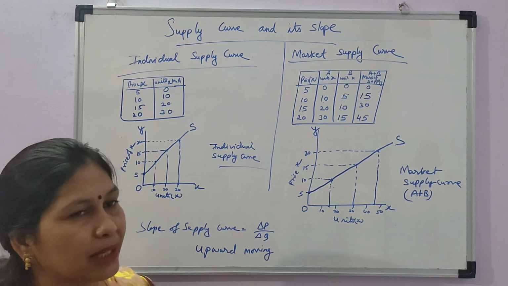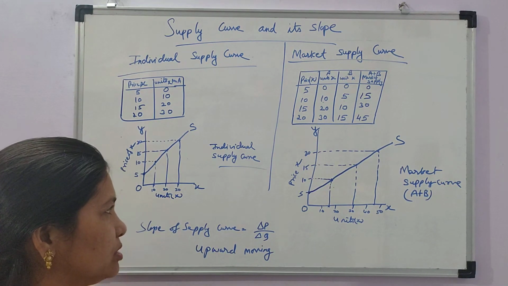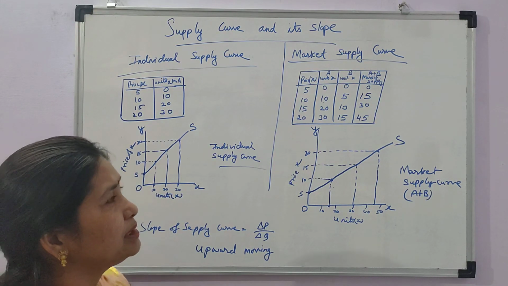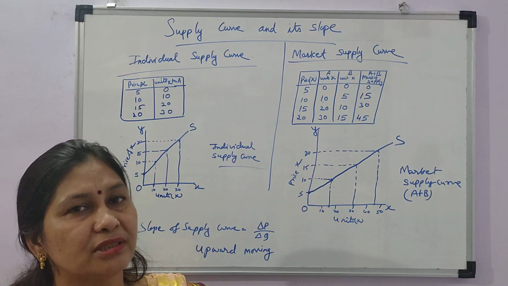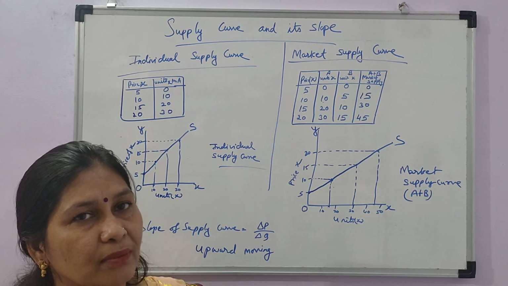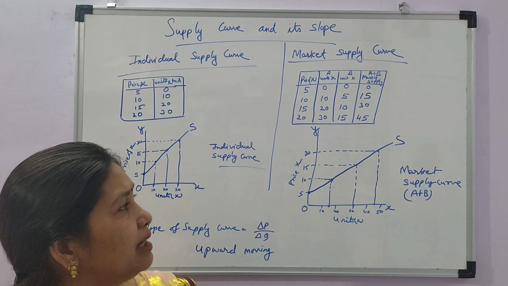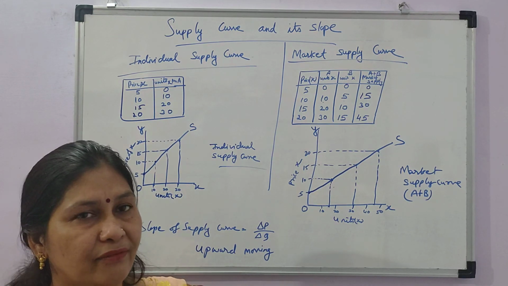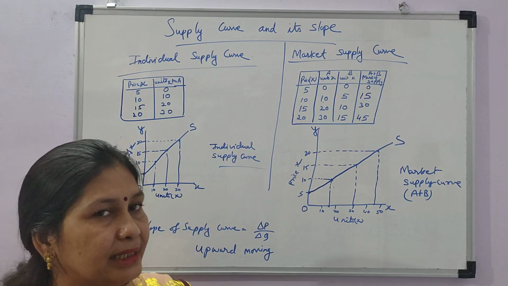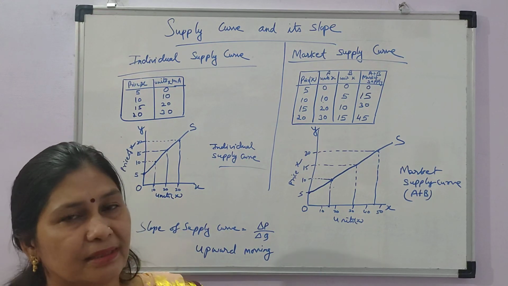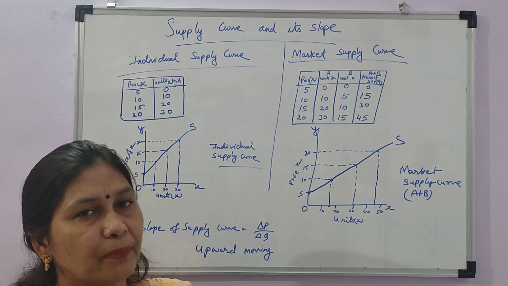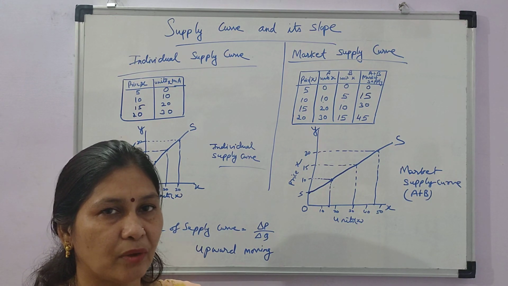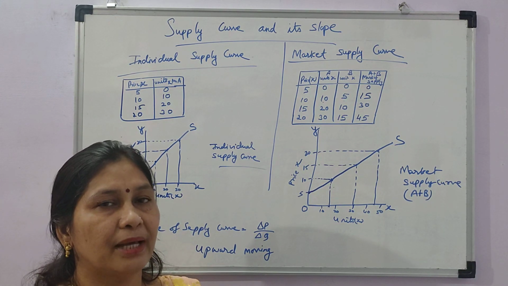It shows that when the price of the goods increases, the supply of the goods also increases. That means the producer is supplying goods in the market, and when the price of the goods is increasing, he will supply more commodities in the market. So that is why the supply curve is upward moving and it is a straight line. So the slope of the supply curve is upward moving, and it shows the positive relation between the price of the commodity and the supply of the commodity.